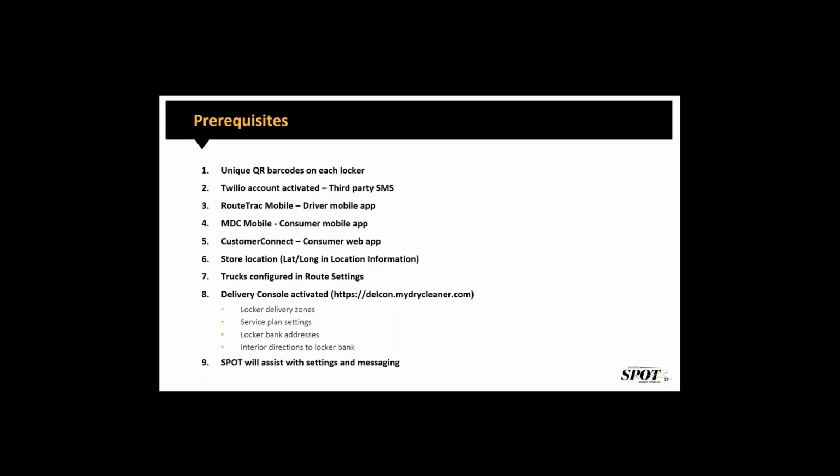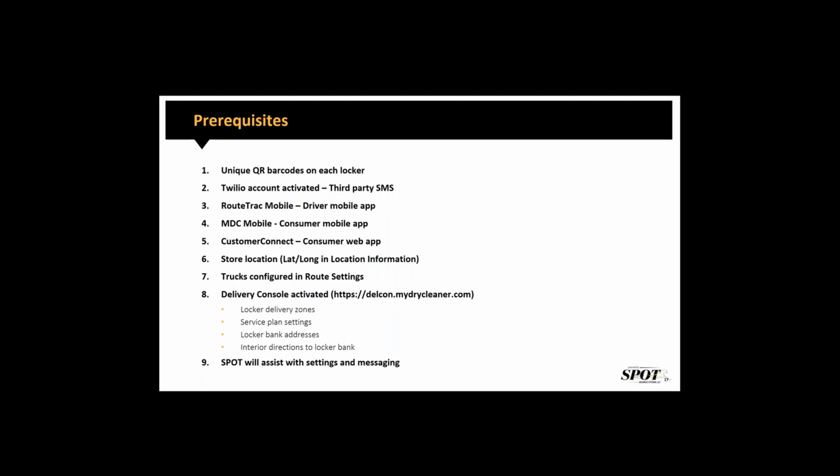Number 7, trucks configured in route settings. Some of this information you'll also be able to get from the RouteTrack webinar, where they'll walk you through what is required on the Spot side to be able to use RouteTrack Mobile correctly. This is what these are talking about. The trucks configured in route settings just means that you need to have that enabled to be able to load a manifest and use RouteTrack in general. Number 8, delivery console activated. And don't forget, delivery console is free with any RouteTrack mobile subscription, so you don't need to purchase that anywhere.